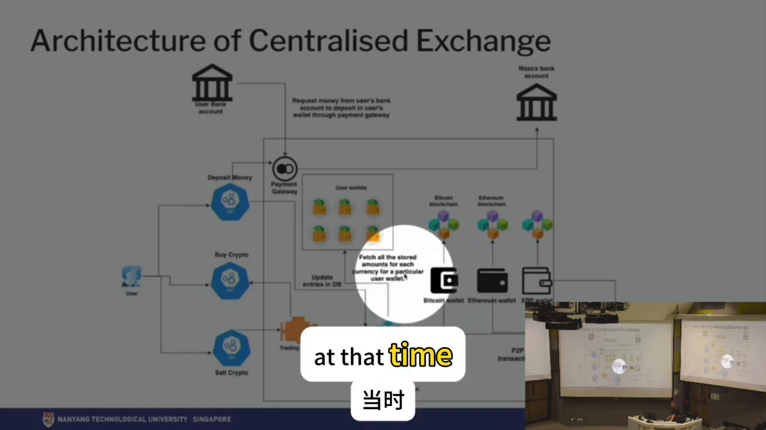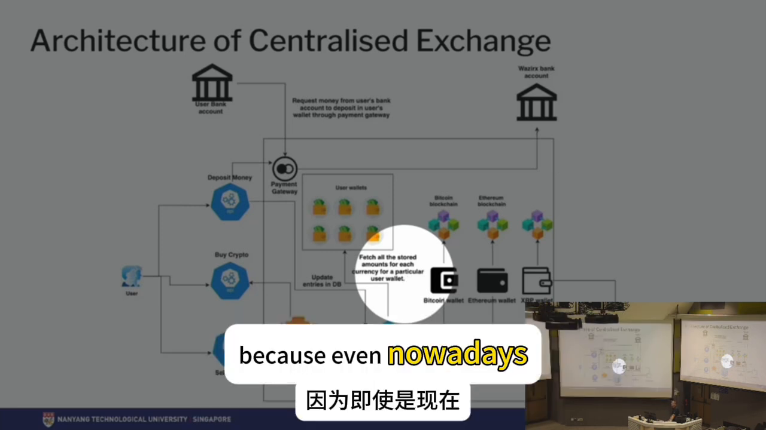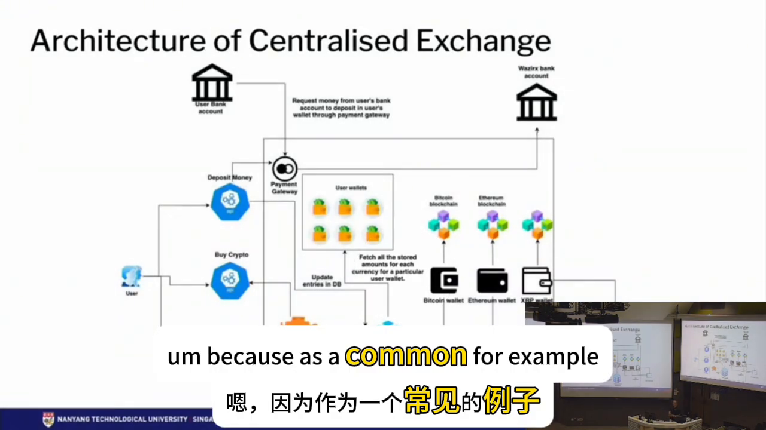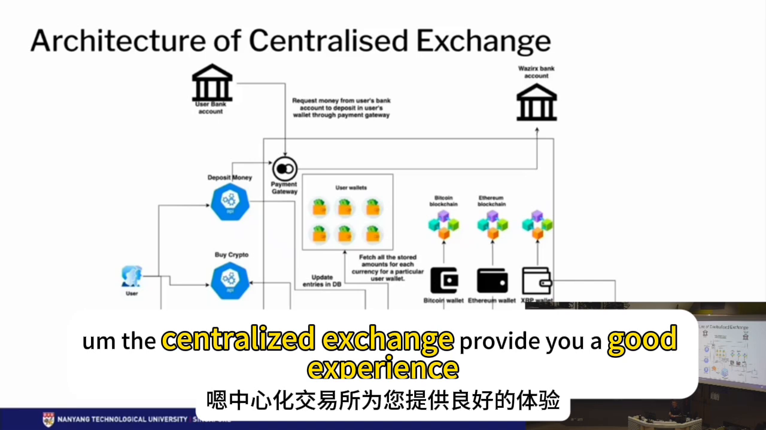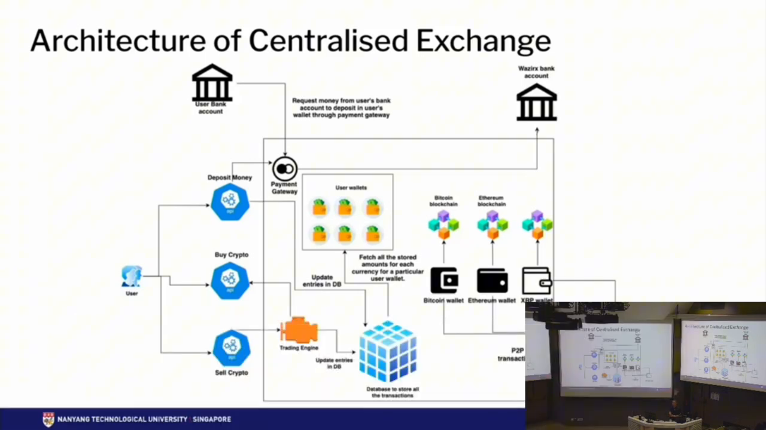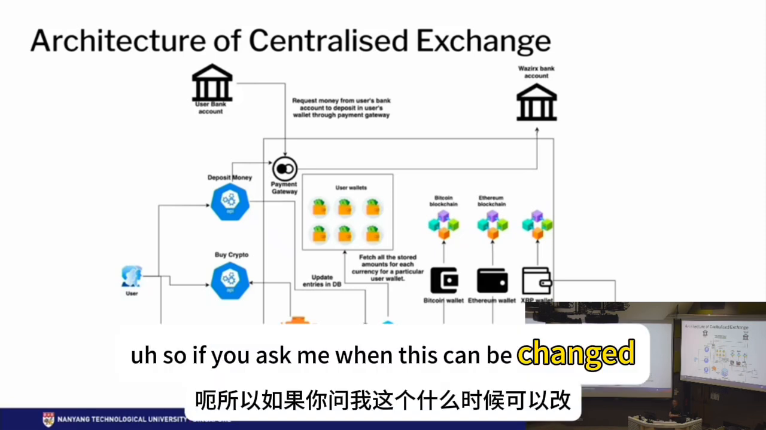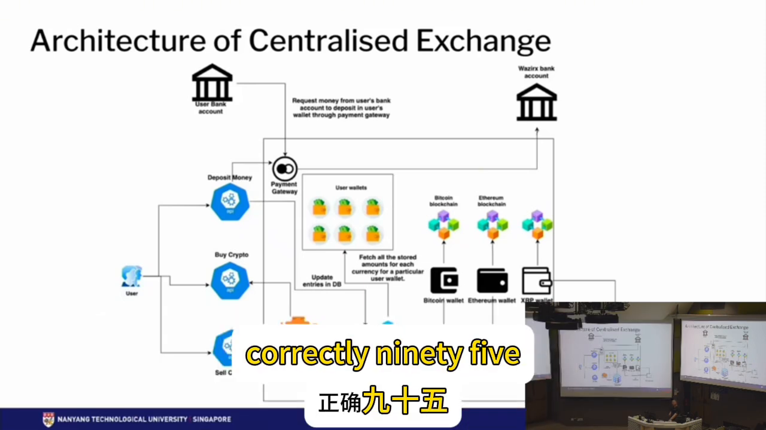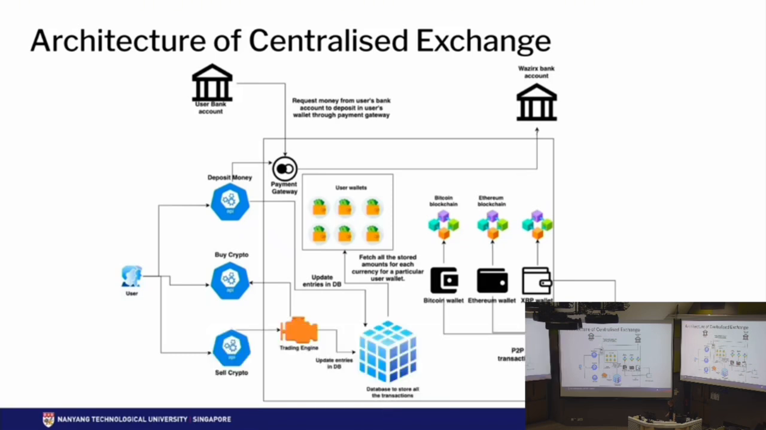At that time, I think a lot of companies really didn't have many choices. Even nowadays, the good thing is that they can make the user experience very good. For common users who don't use crypto too much, the centralized exchange provides a good experience. You can log in with your email or Facebook. But on the other hand, the assets are really not secure. If you ask me when this can be changed, I don't know. Even nowadays, in the craziest market, for example Korea, if I remember the number correctly, 95% of the users are still using centralized exchanges to trade tokens.